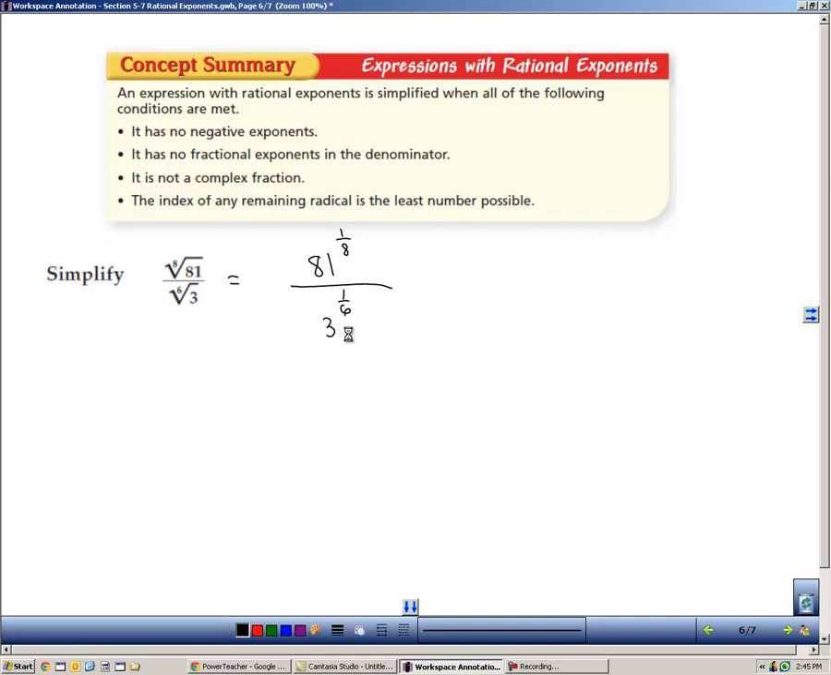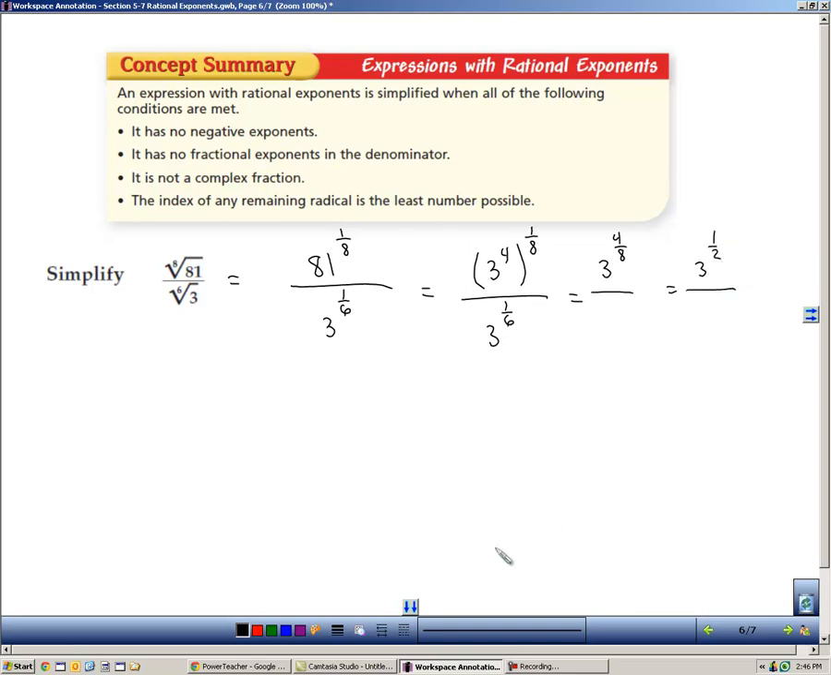Now this would be a lot easier if I had the same base, if the number on top was also a 3. Luckily we have an 81. And if you recognize 81 as 3 to the 4th, this can be rewritten as 3 to the 4th to the 1/8 power over 3 to the 1/6. Well, power to a power means multiply. So I can make this 3 to the 4/8, which is just going to be 3 to the 1/2.